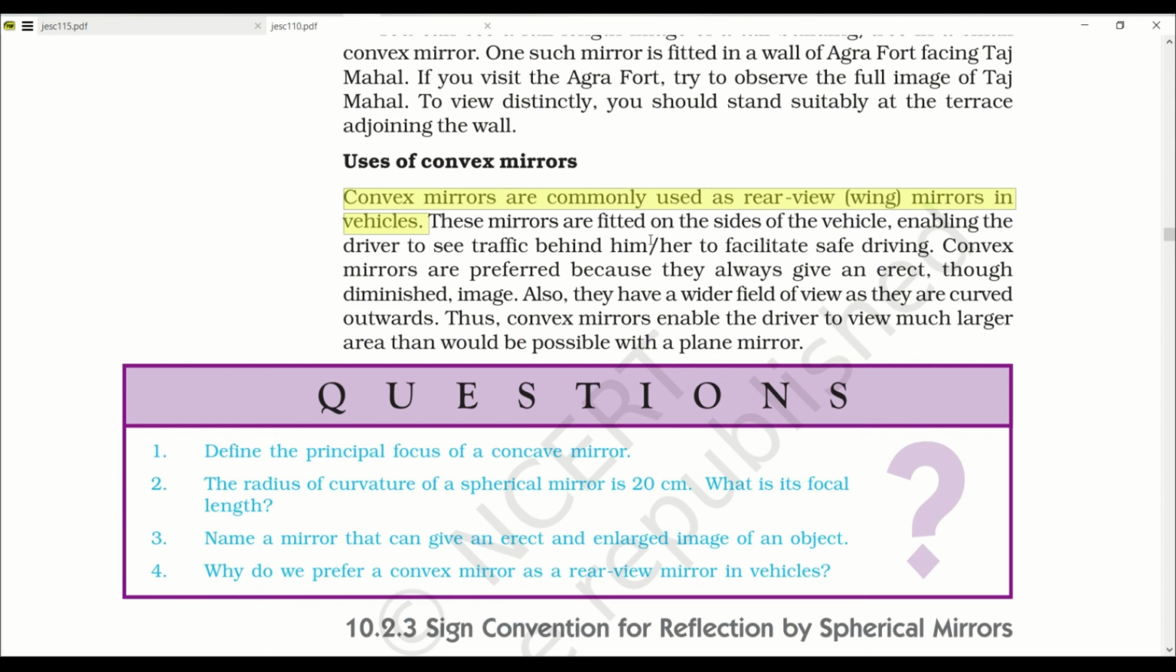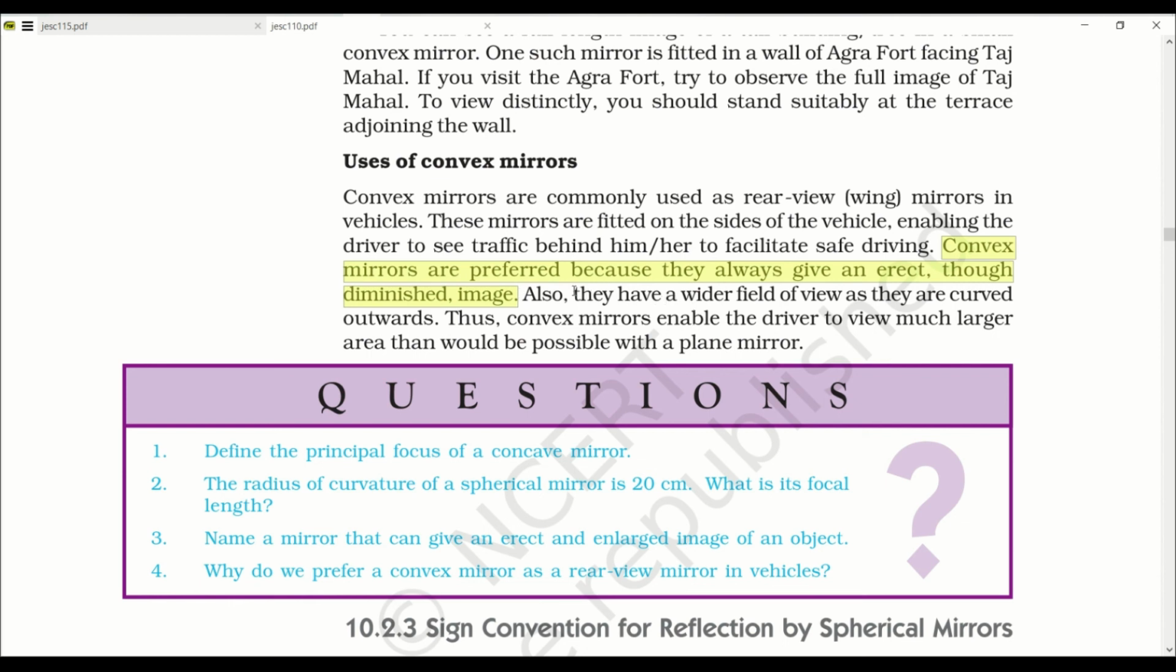These mirrors are fitted on the side of the vehicle, enabling the driver to see traffic behind him or her, facilitating safe driving. Convex mirrors are preferred because they always give an erect though diminished image. So where are convex mirrors used? Convex mirrors are normally used where they need an erect image, though the image may be small but the image will be erect, and they have a wider field of view.